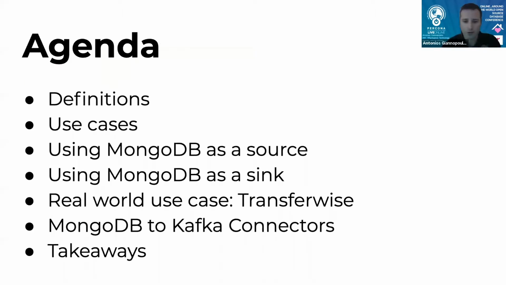A quick overview of our agenda today. We're going to start with a couple of definitions that are going to help us deep dive into the use cases. We're going to examine topologies where MongoDB will act either as a sink or as a source. We're going to explain what those are. And we're going to cover a real-world use case from TransferWise. We're going to jump into MongoDB to Kafka connectors at random places within the presentation. And we have one slide at the end with a recap and takeaways.